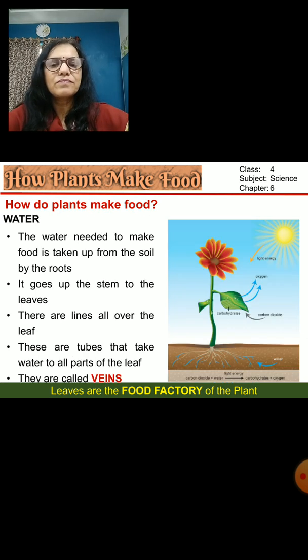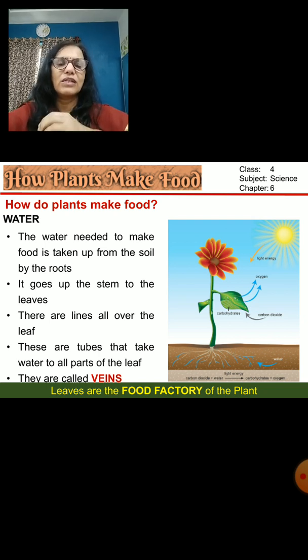Now, see, how do plants get the water? Because water is also needed to make the food. So the water needed to make food is taken up from the soil by the roots. We give the plants water, or rainwater also goes into the soil, and that is taken up by the roots and goes to the stem, and from the stem to the leaves.